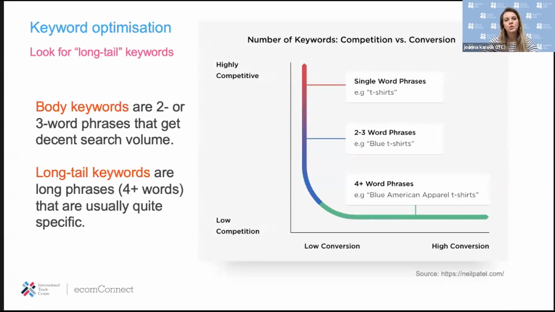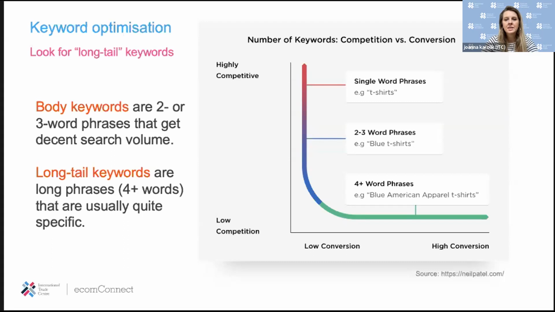You will try to aim for long tail keywords. So what are we talking about here? We have body keywords that are 2 or 3 word phrases that get decent search volume. They are more specific than single word keywords, which are insanely competitive, too broad, and don't convert well. Long tail keywords are long phrases, usually 4 or more words, and they are usually quite specific.